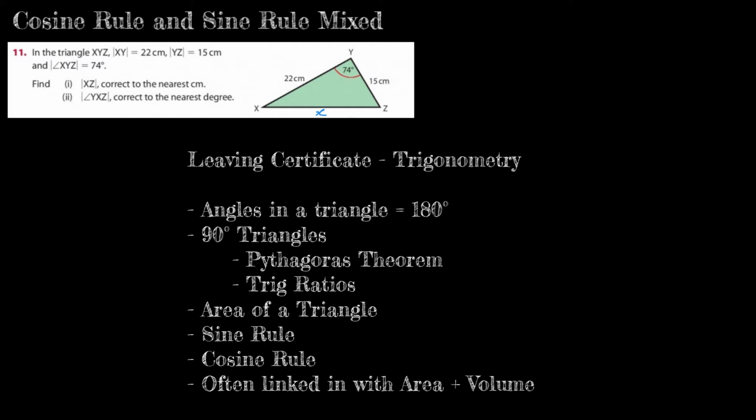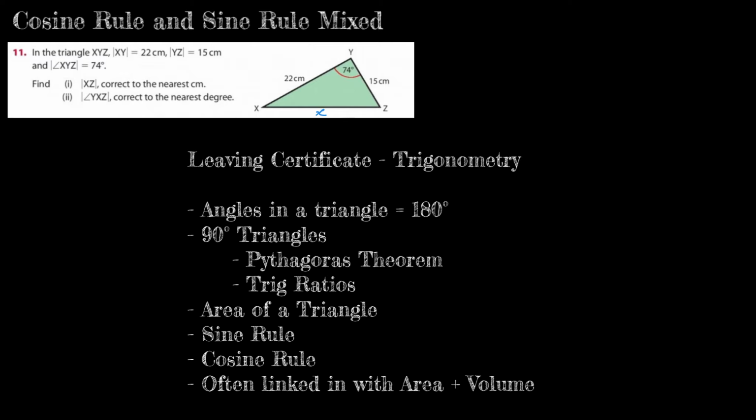So I need to go through the framework. Angles in a triangle adding up to 180 degrees will not affect this question because I don't know these angles, so I'm not able to find the other angles. We don't have a 90-degree triangle, or we can't assume that we do, so we can't use Pythagoras' theorem or trig ratios. The next one is the area of a triangle. We don't know the area, so that's of no use to us.